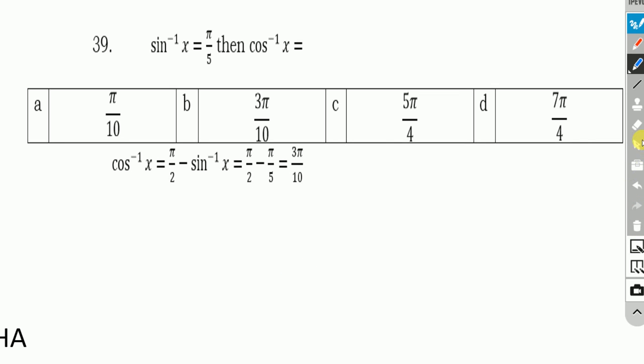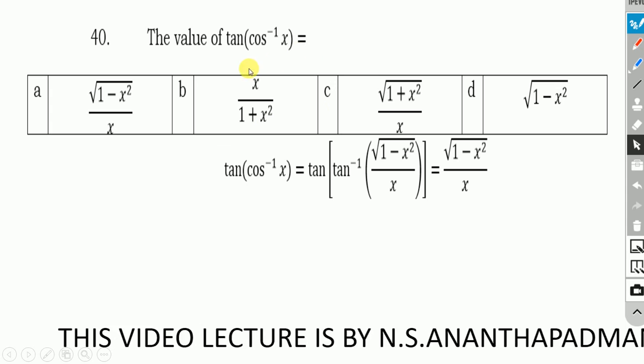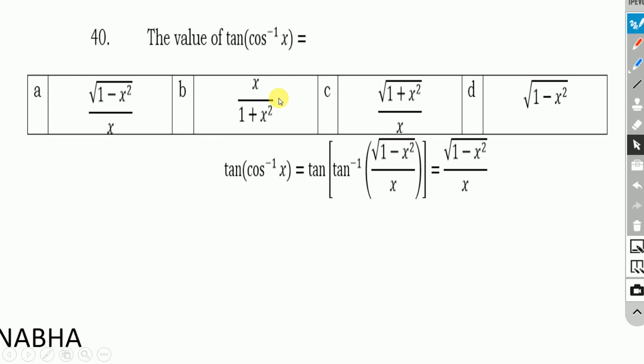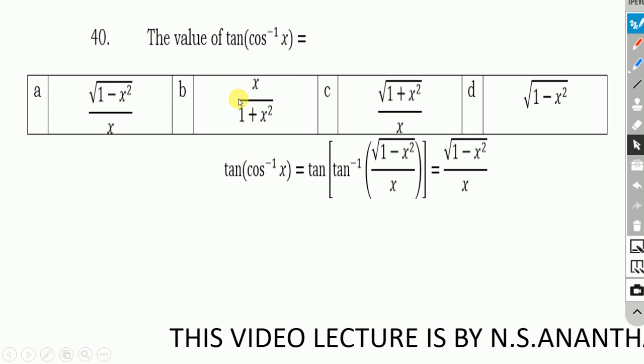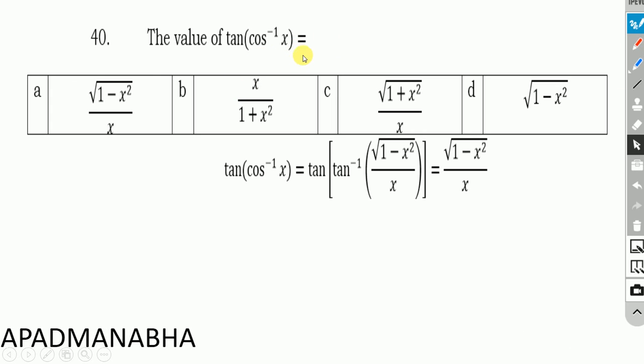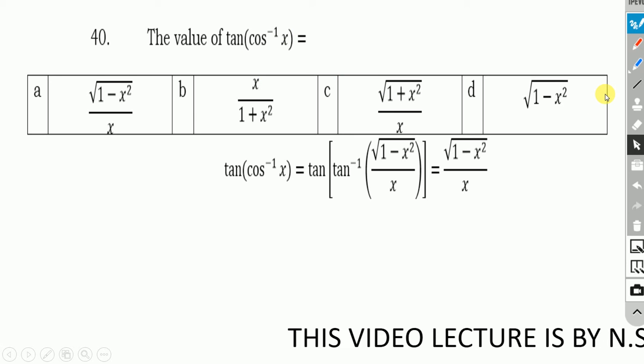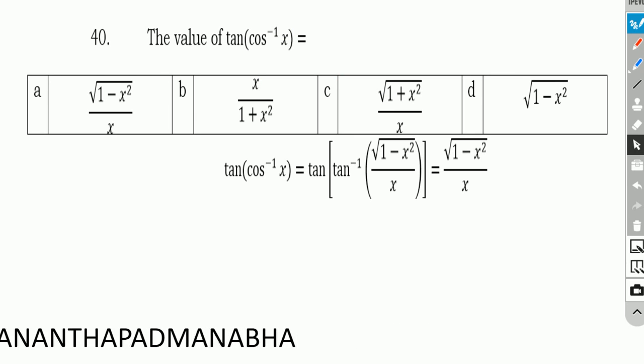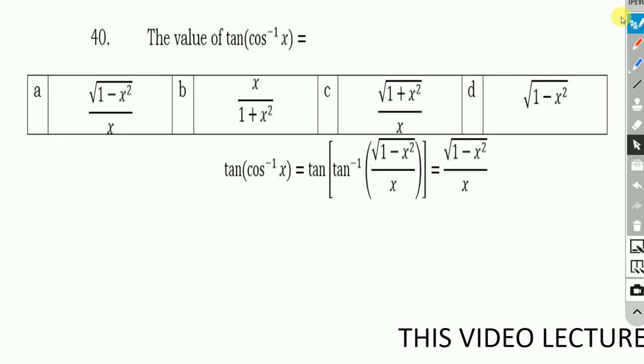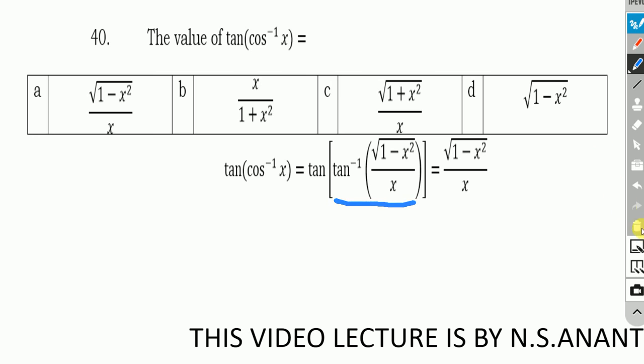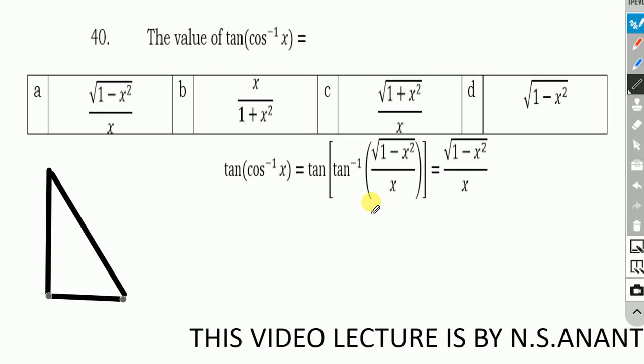The value of tan of cos inverse x. So we have to consider a right angle triangle again. Tan of cos inverse x is equal to, we want this value, tan of cos inverse of x. See, cos inverse x is tan inverse of root of 1 minus x square by x. This we have seen in the previous question. So anyway, let us see again. So if you consider a triangle like this, let us consider a right angle triangle. Now this will be, say, alpha.